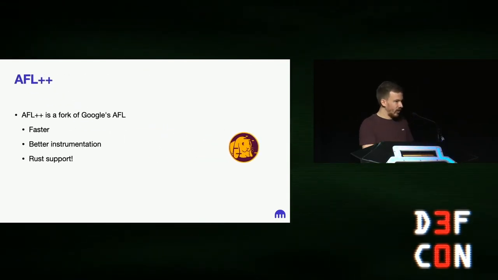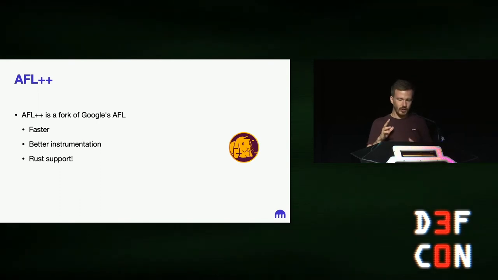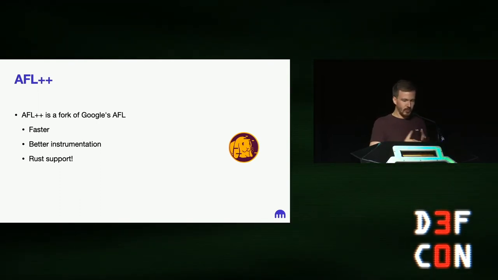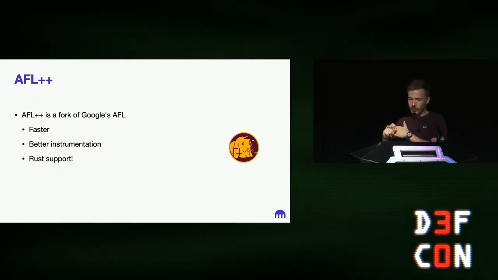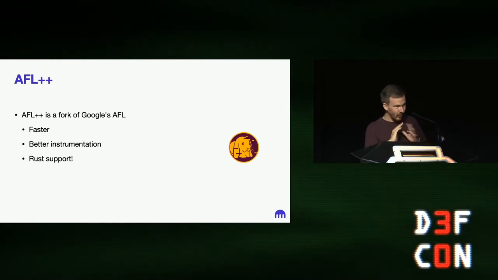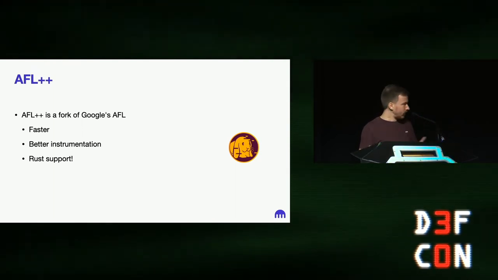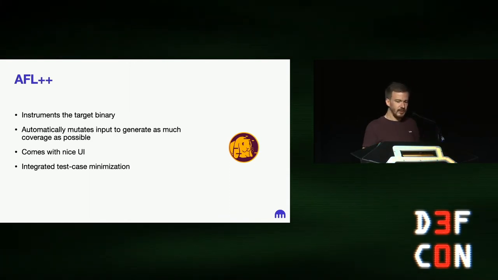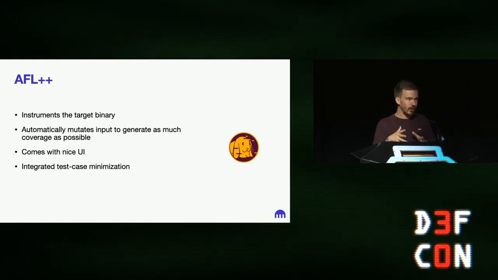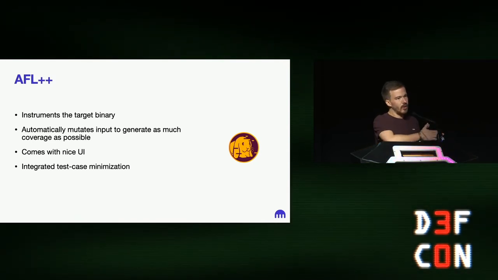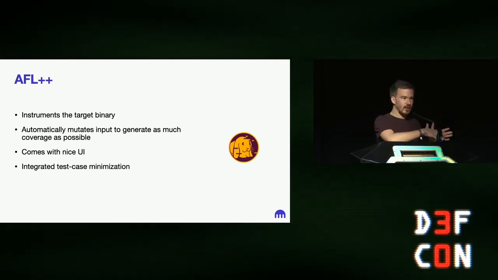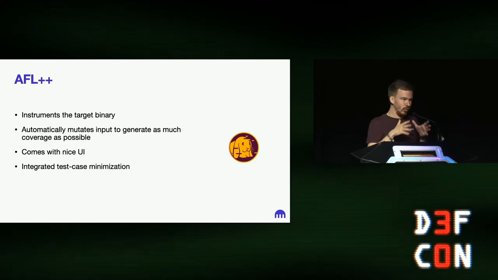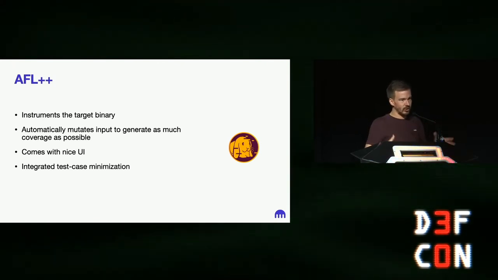If you are not familiar with AFL++, it's a fork of Google's AFL. It's a bit faster, has better instrumentation, and it comes with Rust support. And the Rust support is amazing. It's super simple to use, and it's really, really fast. Also, AFL++ instruments the target binary, and so it's aware, as it goes through the JIT compiler, which branches it has taken, and it tries to automatically mutate the inputs to get as much coverage as possible.